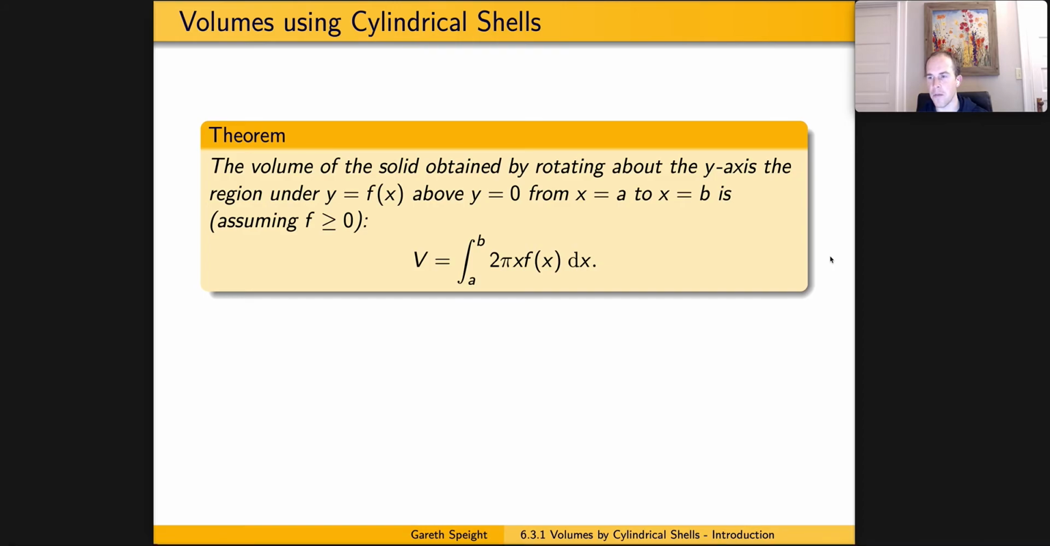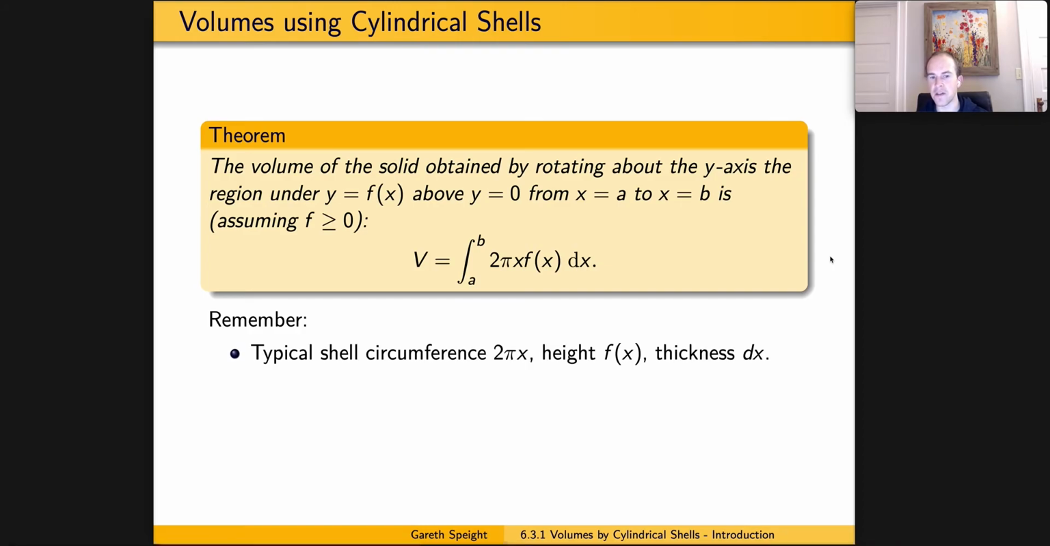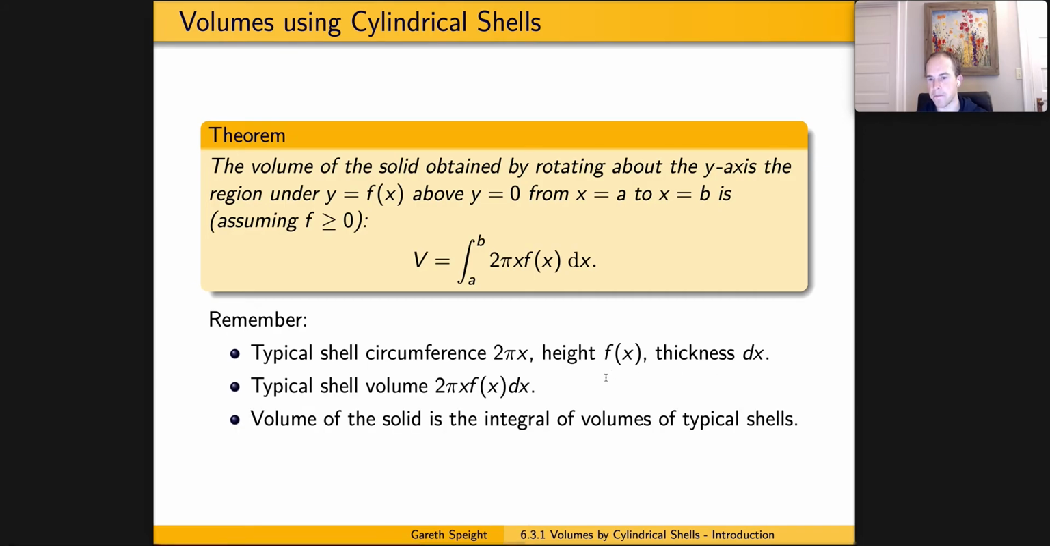So we're approximating by little shells, and then we're integrating the volume of the little shells, right? So here, a typical shell had circumference 2 pi x, because the average radius was x. It had height f of x and thickness dx. We multiply the circumference, the height, and the thickness of the shell to get the volume of the little shell, and then we integrate those to get the volume of the solid.